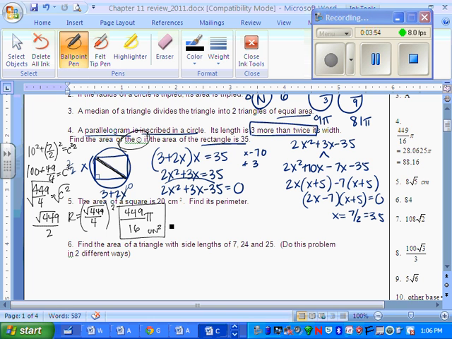Moving on to number 5, the area of a square is 20 centimeters squared. So to find the area of a square, it's side squared. I know it's 20. Take the square root of 20. I can pull out a 4 and 5. Square root of 4 is 2. So 2 root 5 is my side.